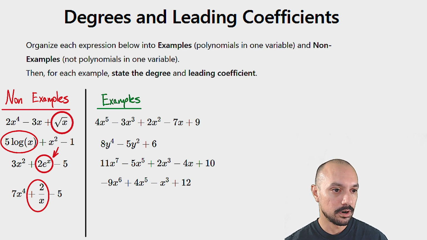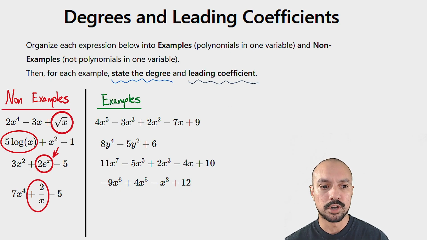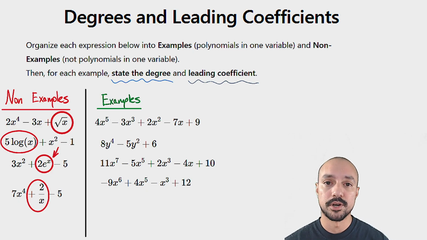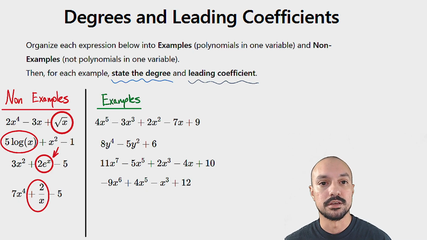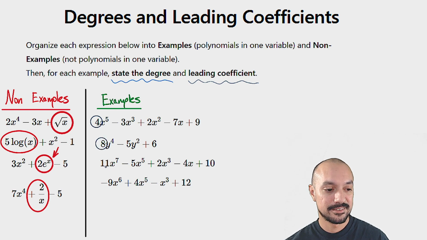All right, for our examples that did work, let's talk about how to find our degree and our leading coefficient. So coefficients in general, that vocabulary word just means the numbers touching variables. In this case, the leading coefficient is going to be the coefficient that's in front if it's in standard form. So it'll be 4, 8, 11, and -9.